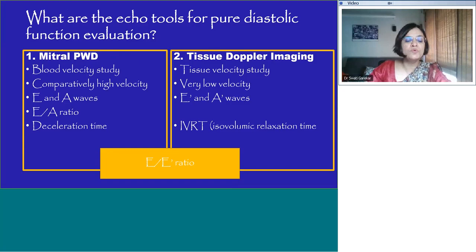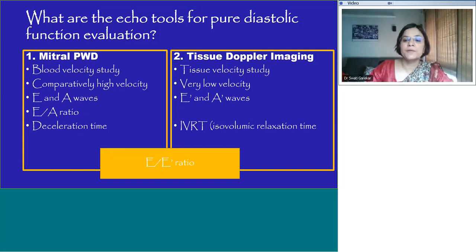What are our tools here? Number 1 is mitral pulse wave Doppler. We put a gauge across the mitral valve, and we study the velocity of blood as it rushes into the left ventricle. It's comparatively high velocity. We look at the E and A waves and the EA ratio, and also look at a couple time intervals, including the IVRT and the deceleration time.